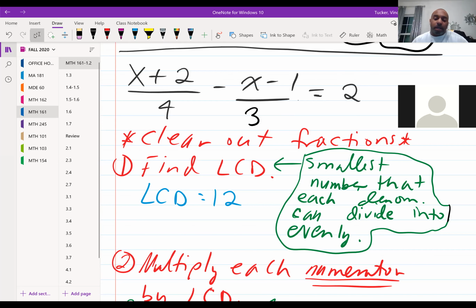But also keep in mind that when you're looking at this process, the main goal is to find a number that both 4 and 3 can divide into evenly. And so what I mean by that is, let's say you found 24, as long as 4 and 3 can divide into it, you still can use it in this process. It's just that you'll be dealing with a little bit larger numbers versus what 12 would produce. So the best number to choose is your LCD, but if not, just make sure 4 and 3, or whatever your denominators are, can divide into it evenly.